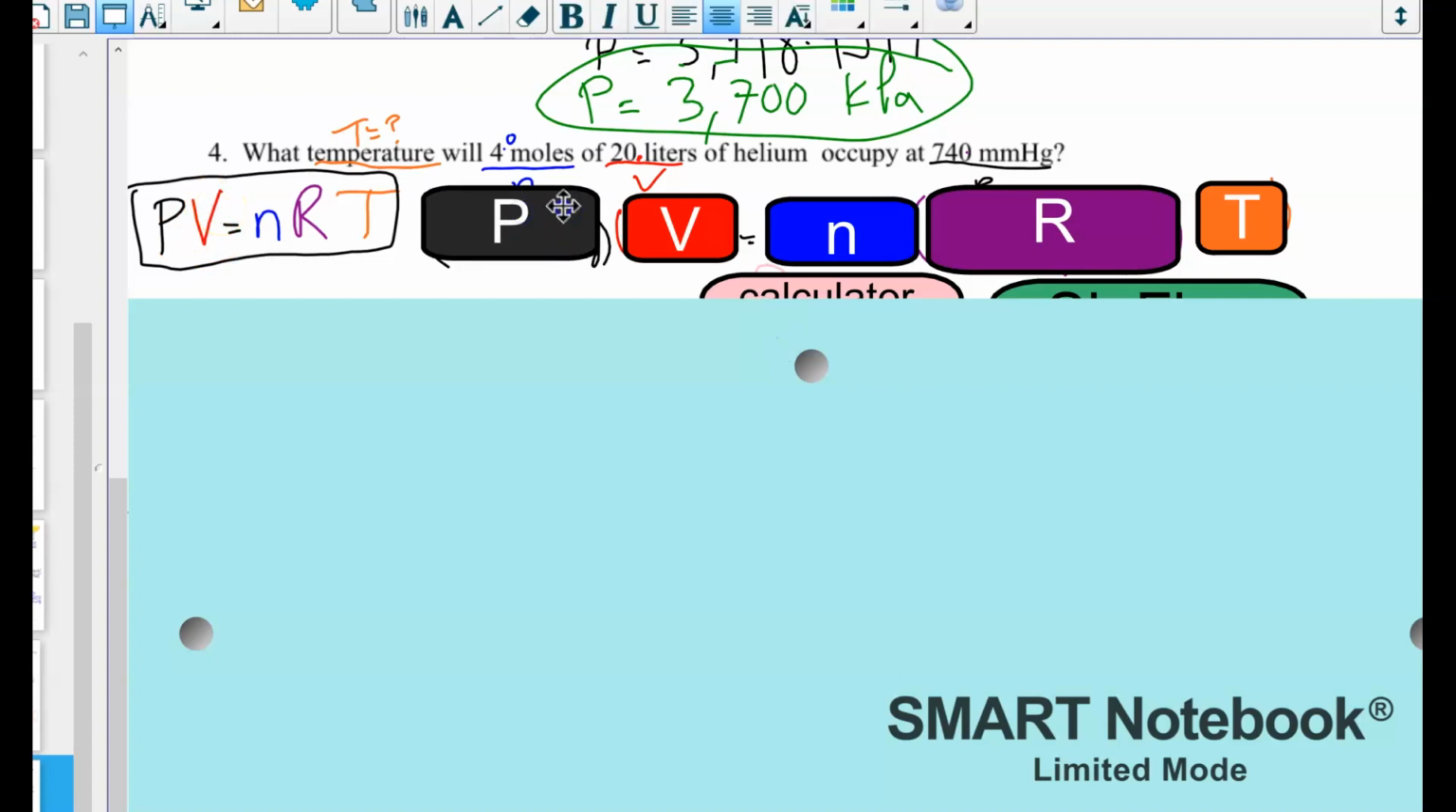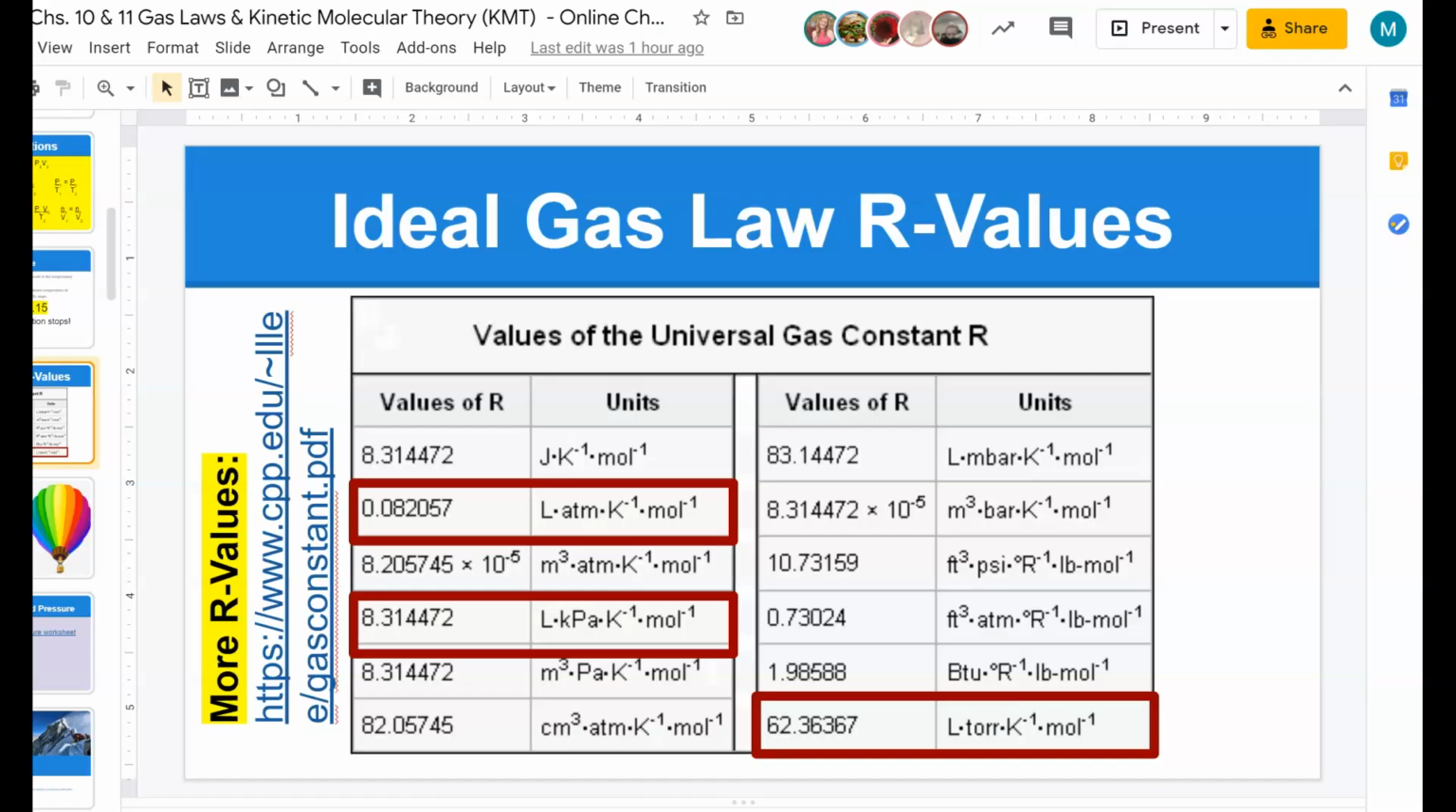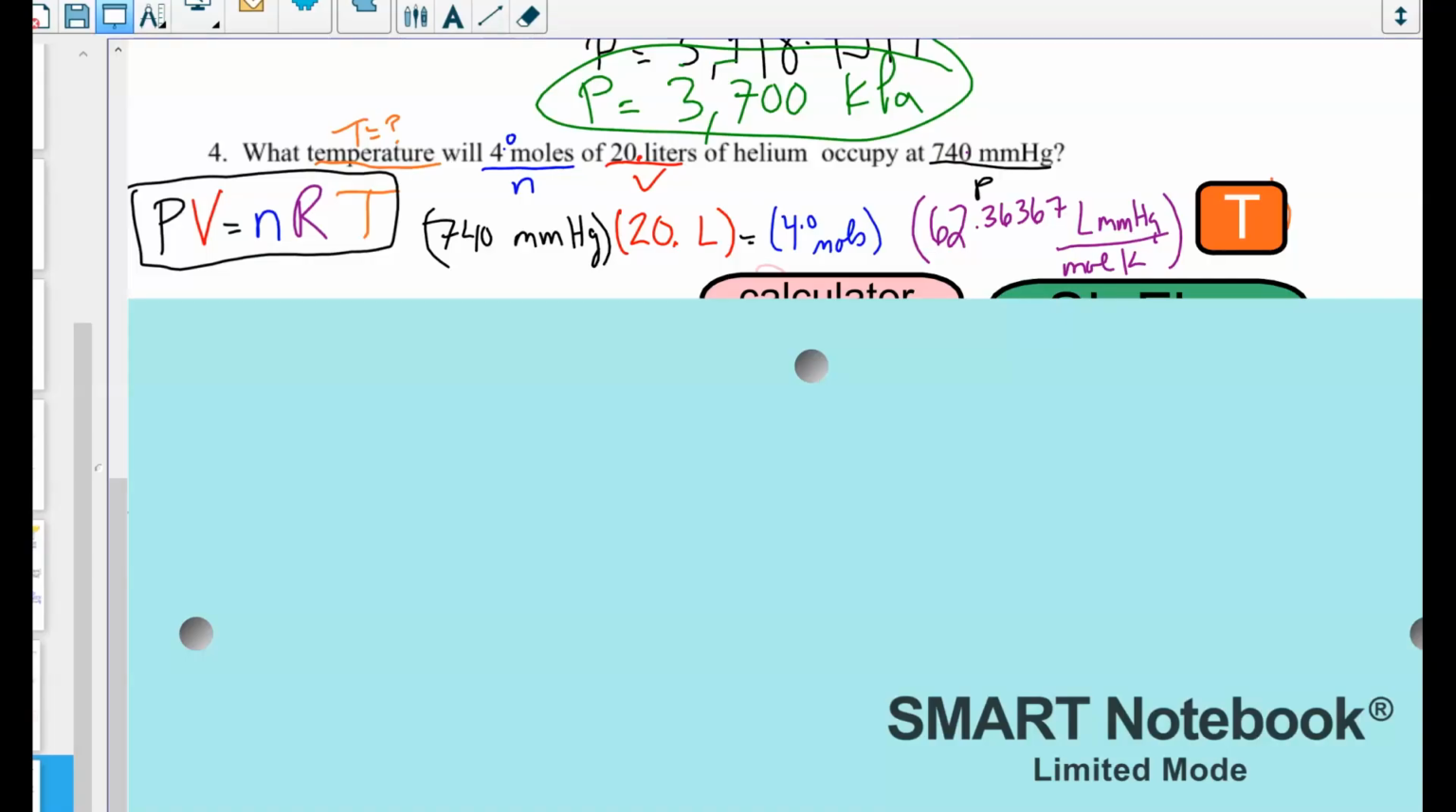Pressure from the problem, we plug in our 740. Volume is 20 liters. My number of moles, n, is 4. Since I'm in millimeters of mercury, that's actually the same thing as torr. So I'm going to look at this number right here, my 62.36 number. Torr and millimeters of mercury are the same unit, so I'm pulling that constant. Or you could convert that into atmospheres and use the 0.08 number if you want.